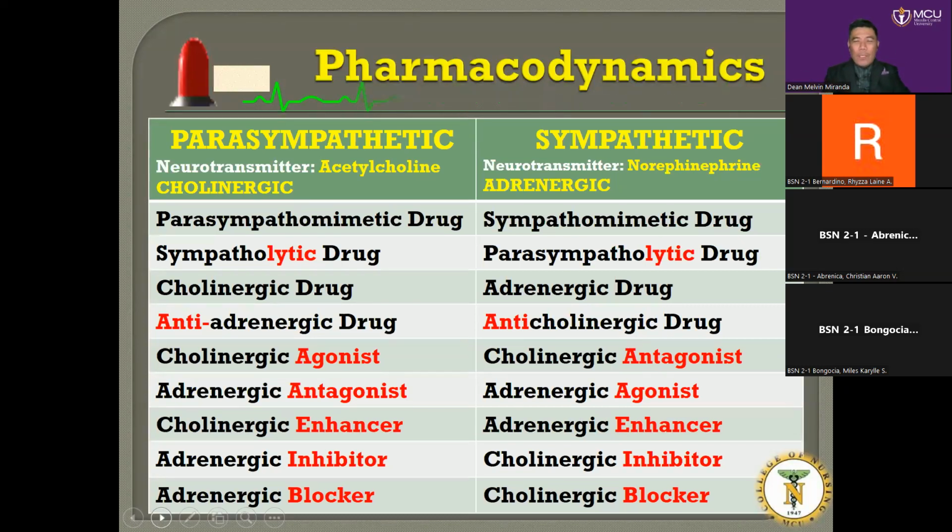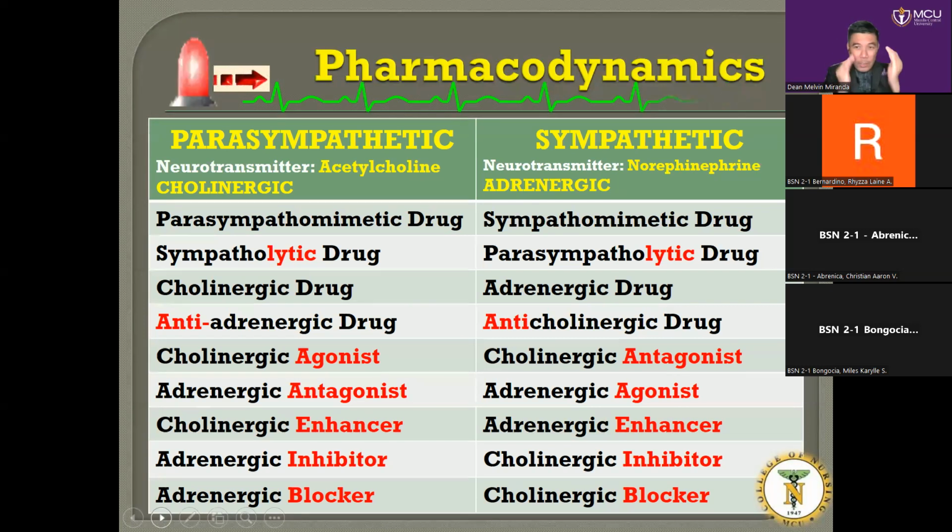On the sympathetic, it is also called adrenergic, and the major neurotransmitter is norepinephrine. So if you encounter a drug such as an adrenergic agonist, agonist meaning stimulate, once you stimulate adrenergic, the response is sympathetic. Another example, norepinephrine enhancer: you enhance, meaning you stimulate norepinephrine. So obviously, the result is sympathetic.